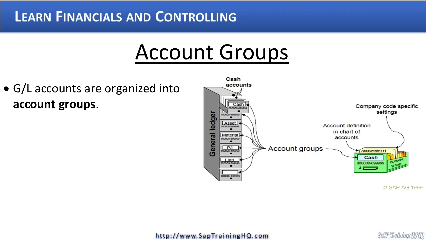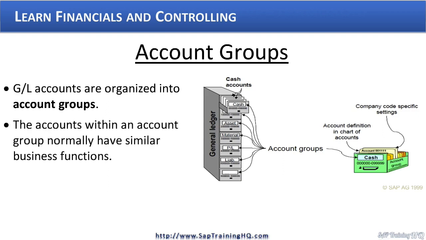As depicted in this image on the slide, these account groups help in managing a large number of general ledger accounts. The accounts of an account group normally have similar business functions. For example, there can be an account group for cash accounts, one for expense accounts, one for revenue accounts, and one for other balance sheet accounts, and so on. Now let's take a look at some of the important features of general ledger.